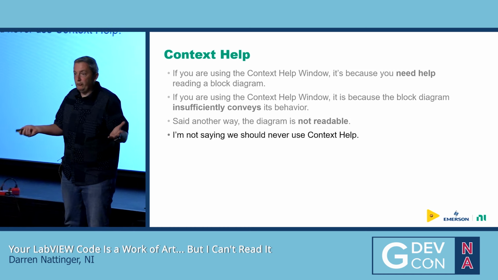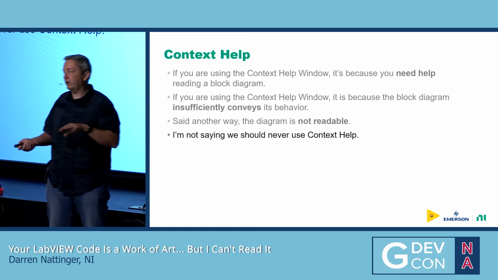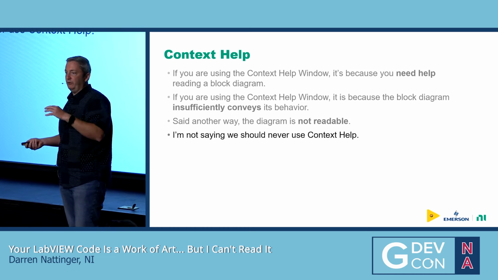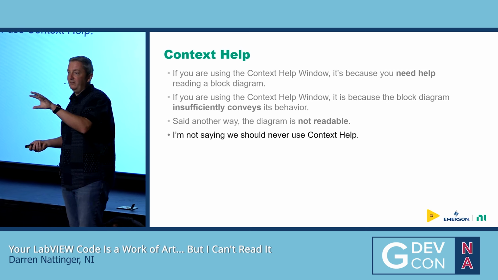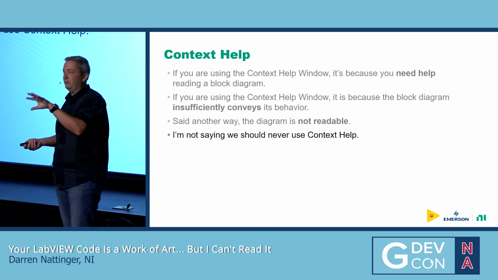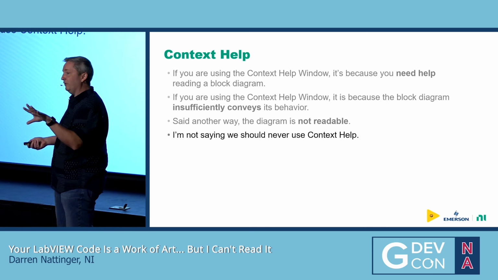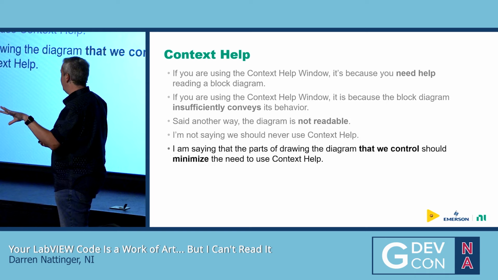I sometimes do use context help to try to figure out how a node works. But if I have to bring up the context help window to figure out what a thing is, that I should already know what that thing is, then I would say that is a readability issue. And I'm going to get into details more on this a little bit, so don't throw me under the bus yet.